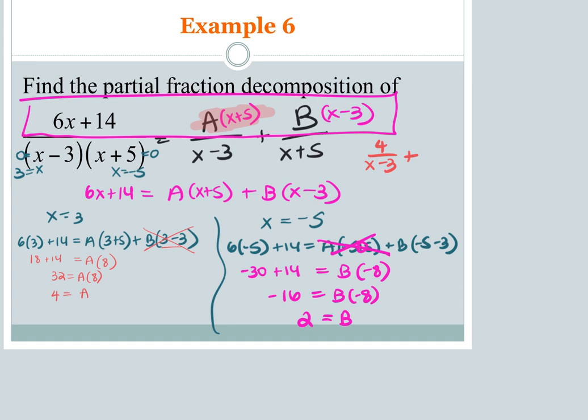And now I go up to the second fraction and I replace the B with 2. So this is my decomposed fraction. If I found a least common denominator, multiplied by what was missing, and combined these back into 1, I'd get my question.